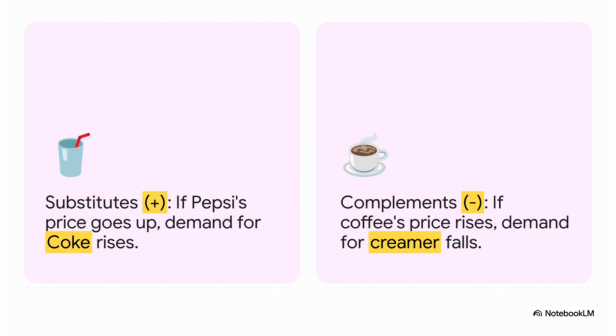If the price of Pepsi goes up and people buy more Coke instead, they are substitutes. The cross-price elasticity will be positive. But if the price of coffee goes up and, as a result, people buy less coffee creamer, those two things are complements. You use them together, and so the cross-price elasticity is negative.